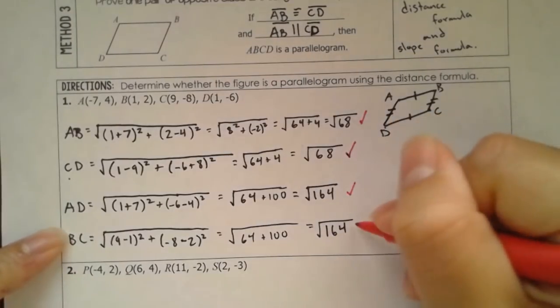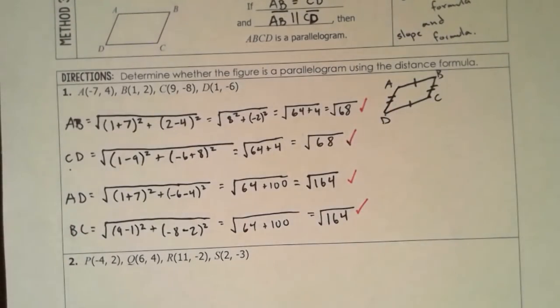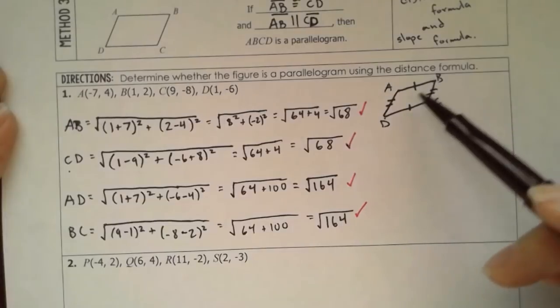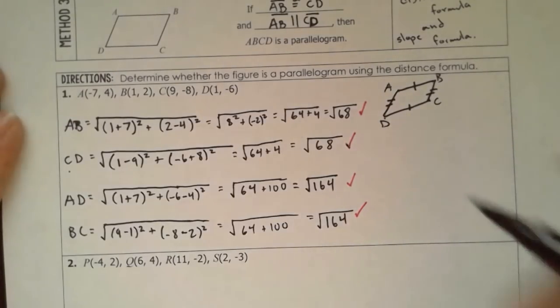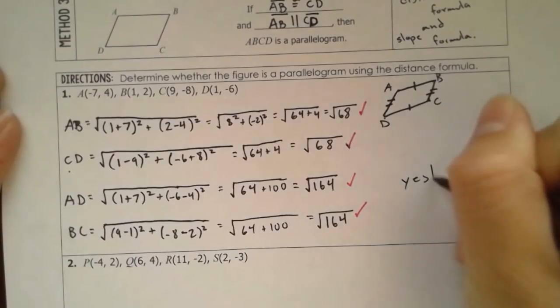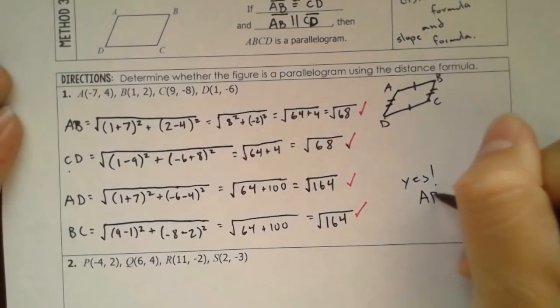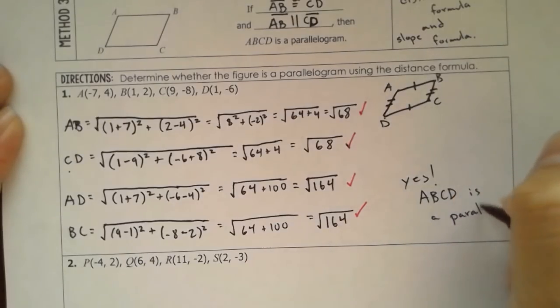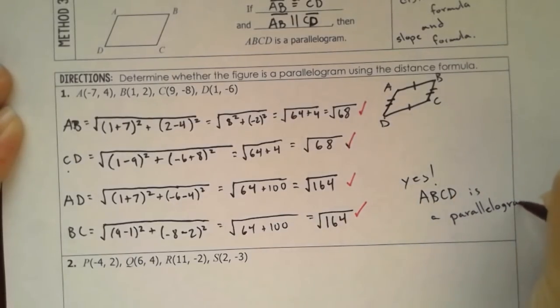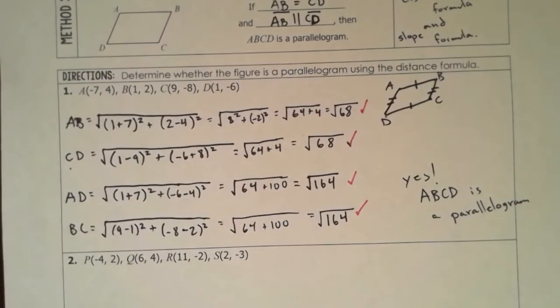So they all, pairs of opposite sides are congruent. Okay, so we just showed that, yes, ABCD is a parallelogram because the opposite sides are congruent.